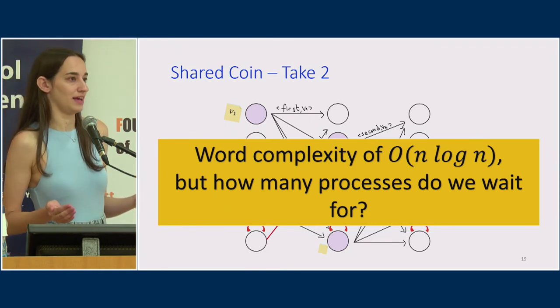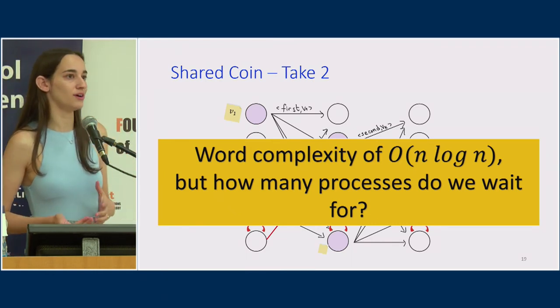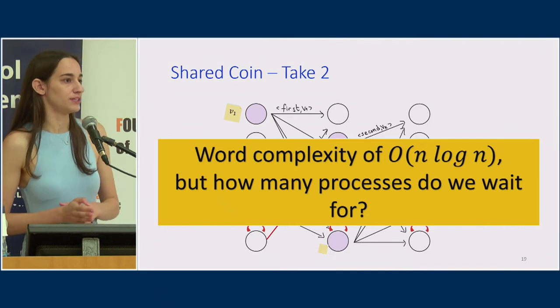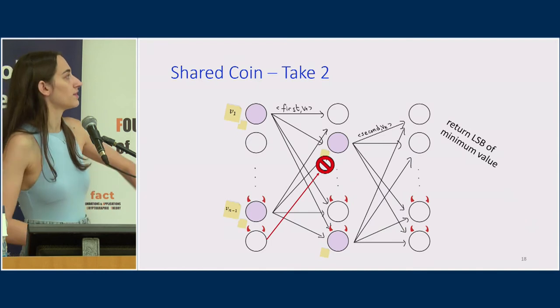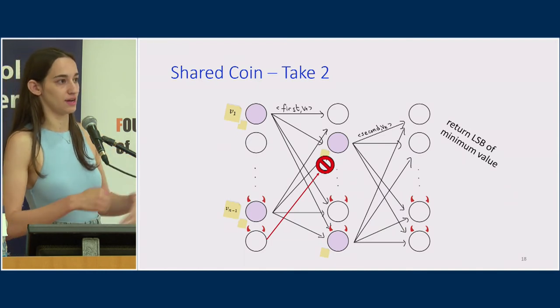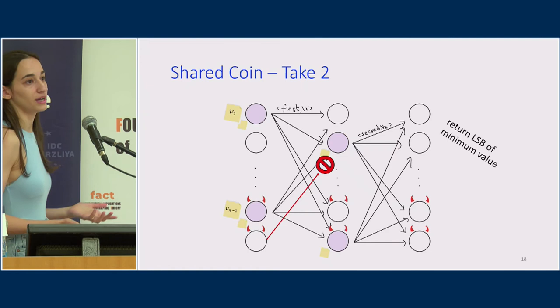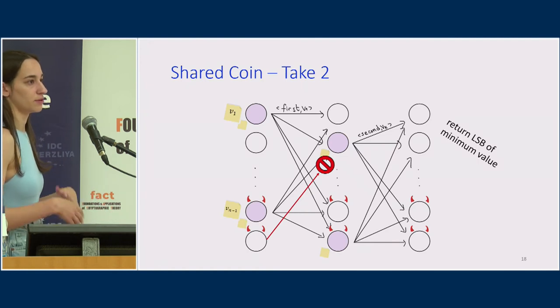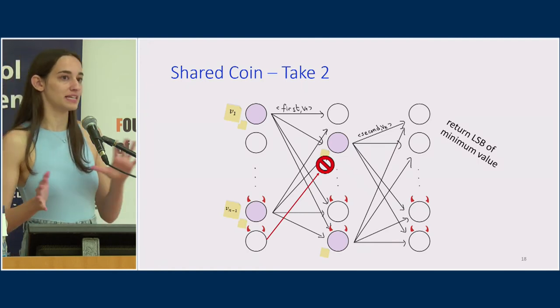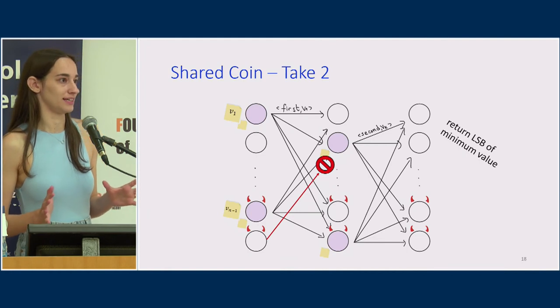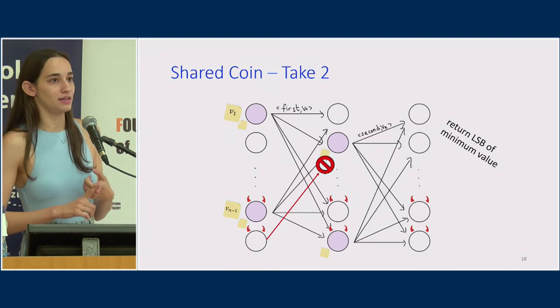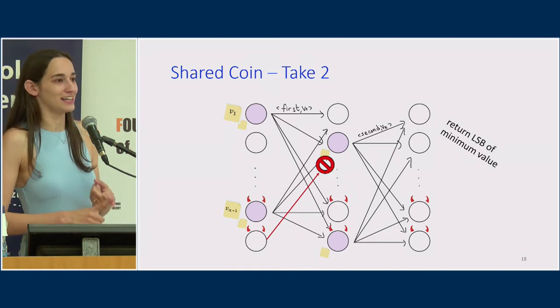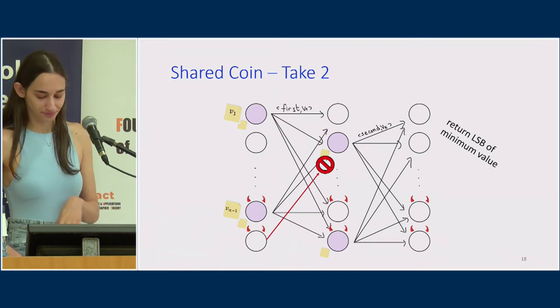We have n log n messages in this protocol, but I neglected something important, which is how many processes do we wait for? If you remember, before that we waited for n minus f. This is how we made progress. Now we cannot wait for n minus f messages because the committee size is somewhere around log n. We do not know exactly because everyone samples themselves in a uniform way. We don't know how many processes are elected to the committee, nor how many good or bad ones are in the committee.